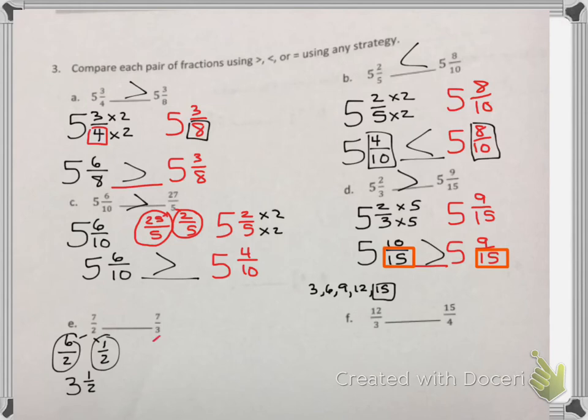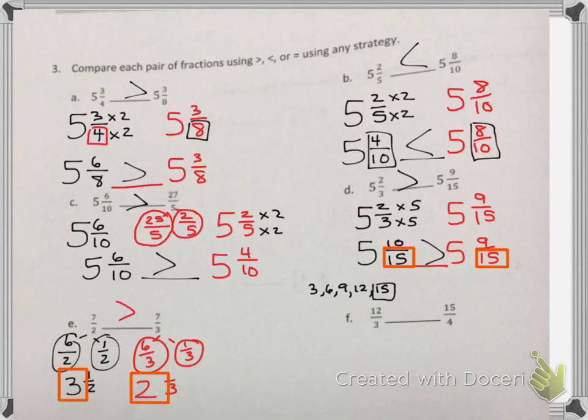And for this one, for 7/3, I know that I can take thirds, and I can take 3, 6, so I can do 6/3. And I'm going to have 1/3 left over. So this is actually 2 and 1/3. This one's a gimme. 3 whole is larger than 2 whole. So boom.